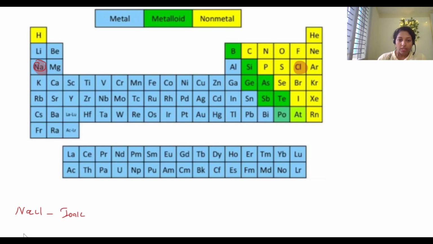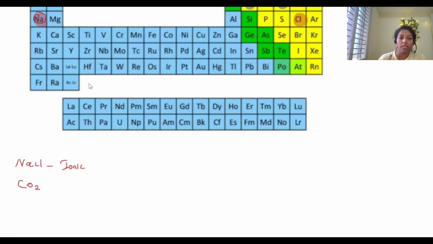Clear? Similarly, suppose I am telling CO2. See where the C is? Carbon is here and oxygen is also here, which means both are non-metals. If both are non-metals, then that compound is called a molecular compound or covalent compound. Did you get the idea? One is an ionic compound and the other one is a covalent compound.